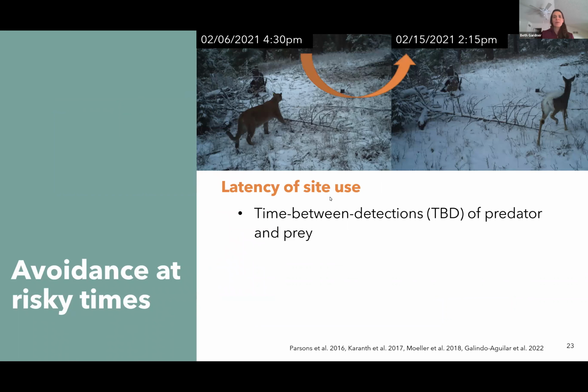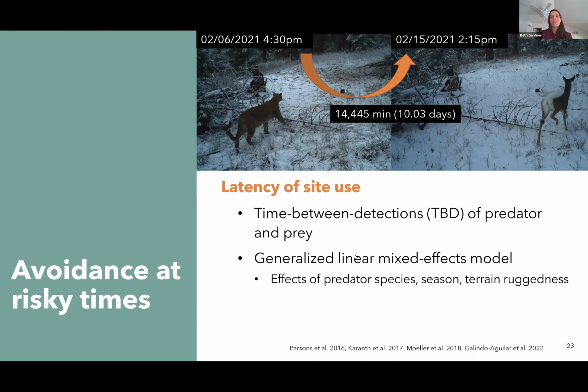So I described that a little bit already. We have our cougars show up. You can see the dates on the top. And then we have a white-tailed deer show up. And the time between these detections was 10 days. So what we did was we looked at every single time that we captured a cougar and then the next event of a prey. And we did that for all the predator and prey combinations.